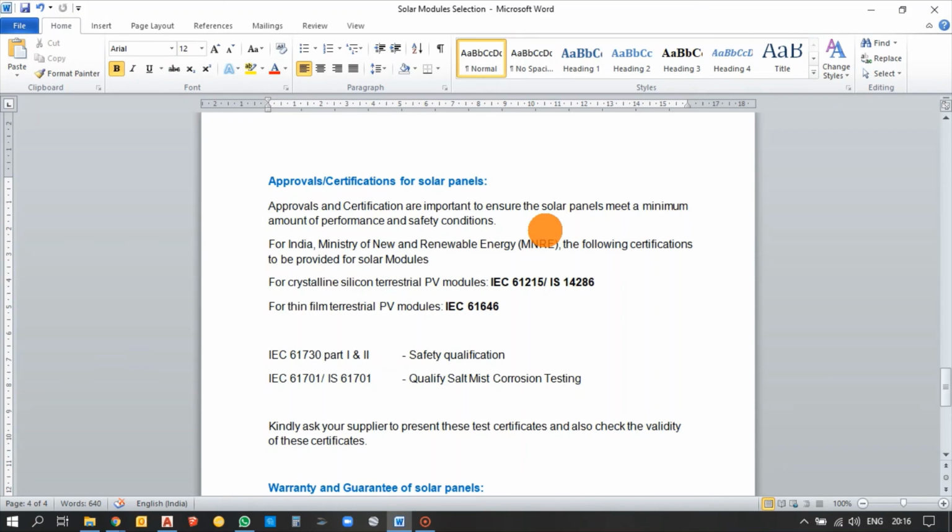It is for crystalline silicon. And going for thin film, it is IEC 61646. And for safety qualification, we have the IEC 61730 part 1 and part 2. Next thing is salt mist corrosion testing. For this, IEC 61701. So these test certificates have to be provided by the manufacturers. Don't forget to get these test certificates from the manufacturers.